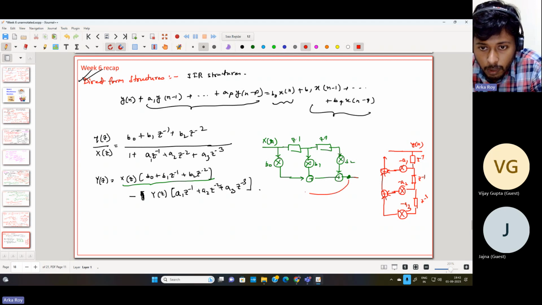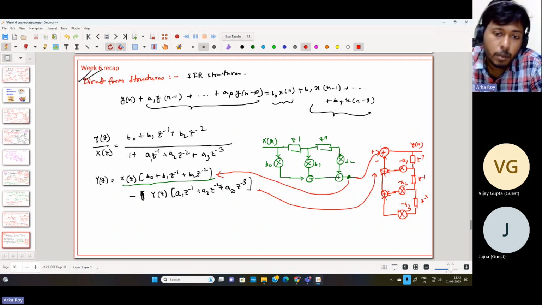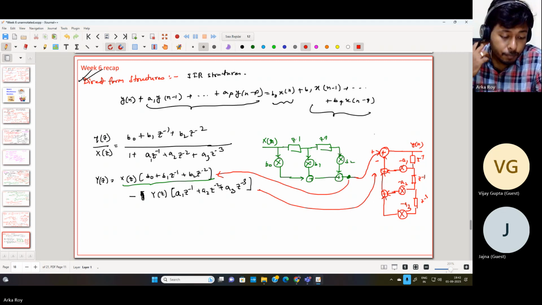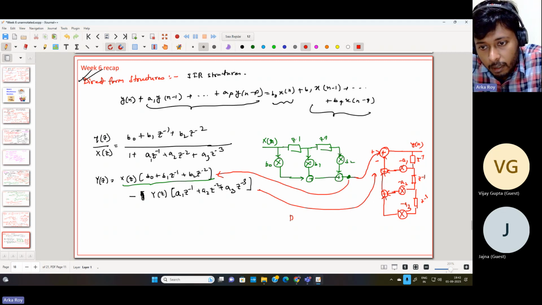So this is where you will get this particular output, and this is where we have to negate these two. So at this particular side it will be plus, this particular side it will be plus. So this is how the direct form of filter looks like.